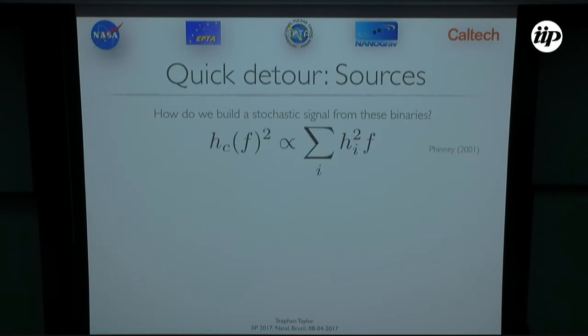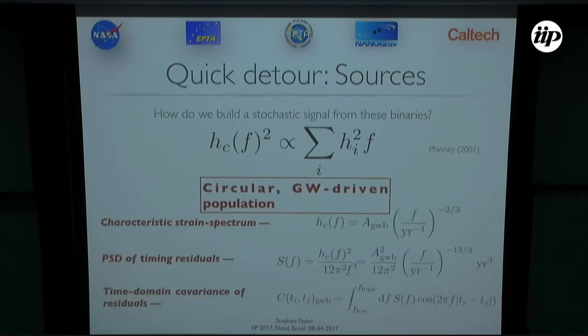So briefly, in sources, you've got the characteristic strain spectrum, which is built up from the individual sources. But what will that actually look like in the spectra of the timing residuals? Well, the characteristic strain spectrum looks as f to the minus 2/3 for a circular, entirely gravitational wave-driven population. When you convert that into the power spectral density of the timing residuals that's induced by the background, it actually looks like f to the minus 13/3. So you're dealing with something which has a very red spectrum. It'll look like something which has power on very low frequencies in your time series.